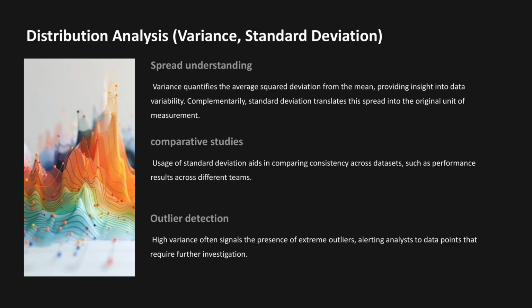Distribution analysis helps us quantify spread and variability using variance and standard deviation, with variance measuring average squared deviations and standard deviation converting that into original units. These metrics support comparative studies and often flag high variance that points to potential outliers needing further inspection.